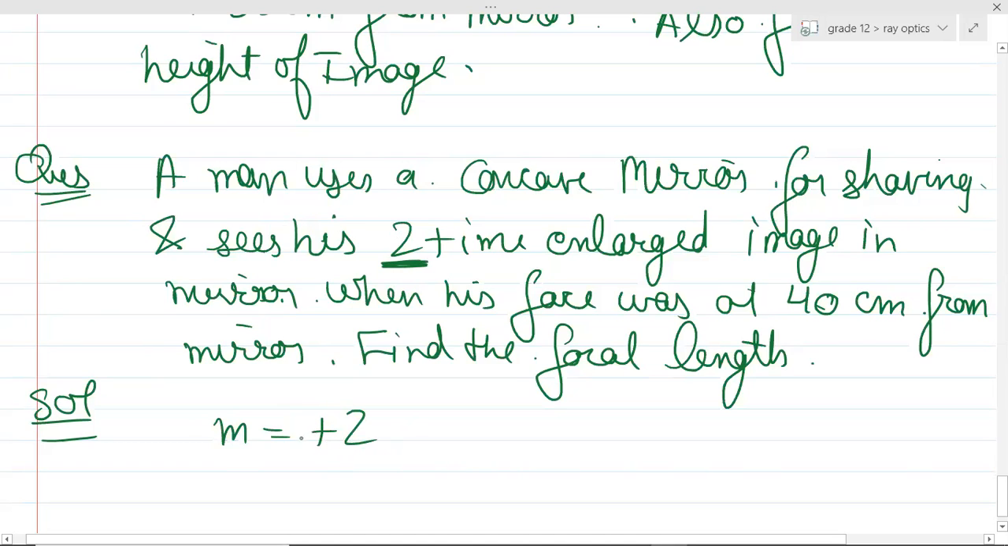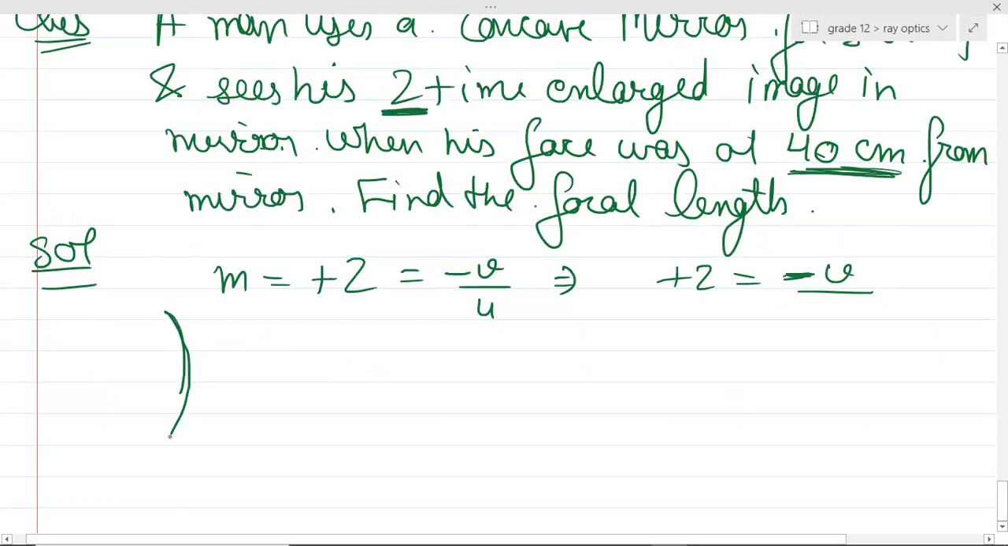Positive sign means what? The image is erect with respect to object, and negative sign means what? The image is inverted with respect to object, right? And 2 times is basically the magnitude. So magnification given is +2, and this is equal to minus v by u. So from here, +2 will be equal to minus v by u, and where is the object placed? Object is placed at a distance of 40 centimeters.